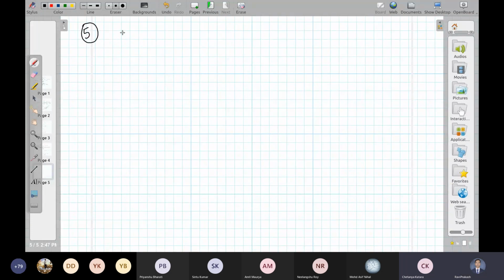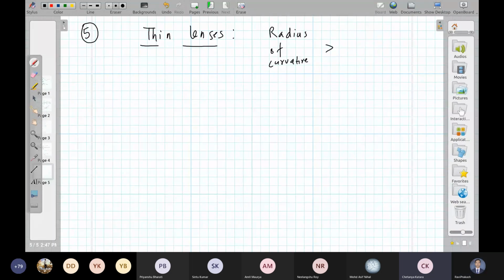What are our approximations? Thin lenses. Thin lenses simply means that the radius of curvature is much larger than the thickness of the lens. What does this mean? Let us say you have a lens of 1 centimeter thickness. Will you call it a thin lens or a thick lens?